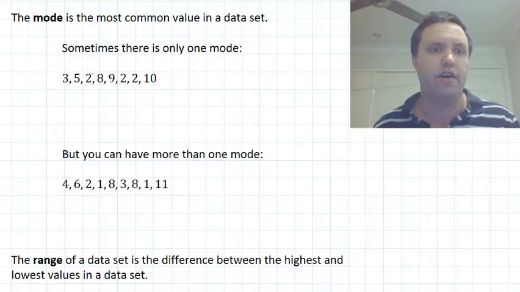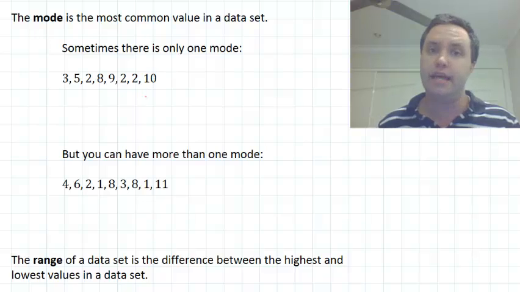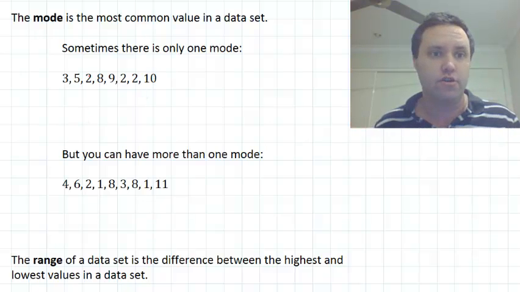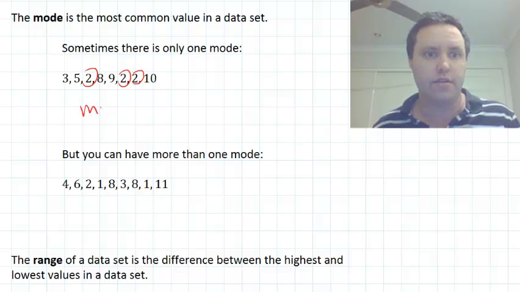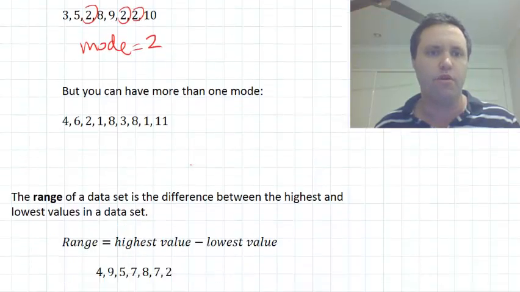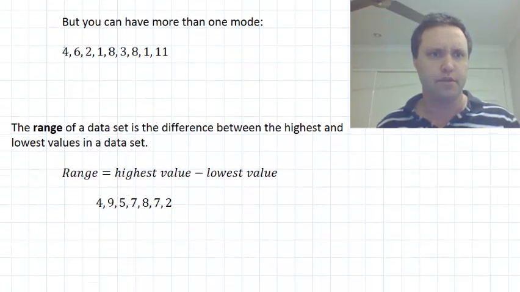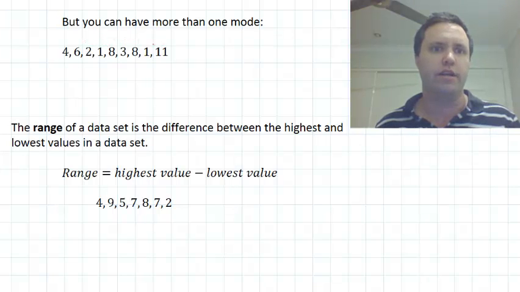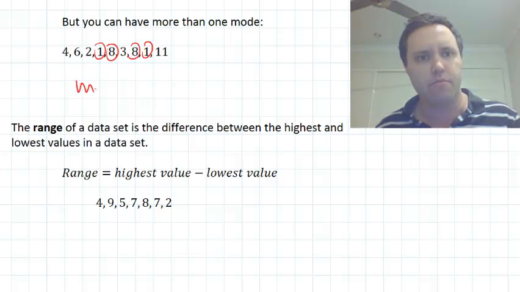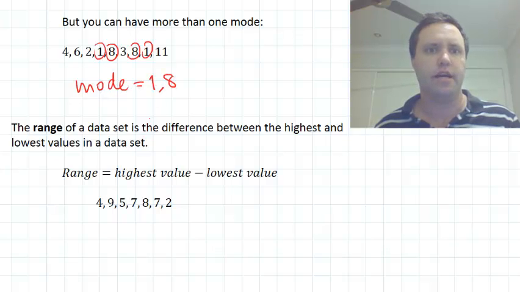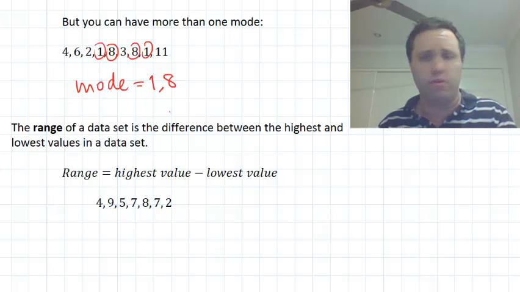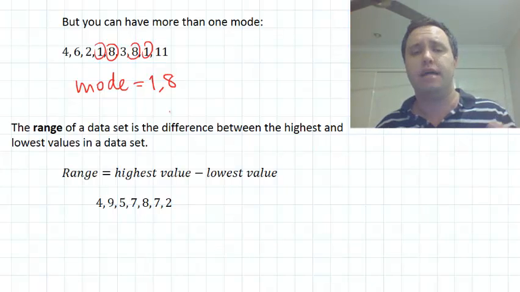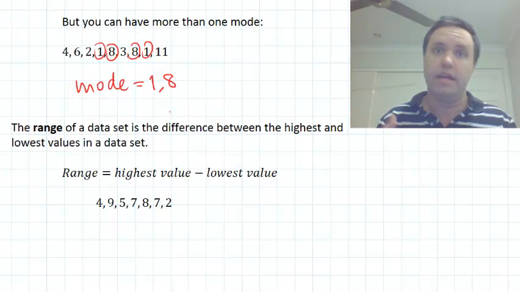So we've got a 3, a 5, a 2, 8, 9, and a 2 and a 2, and a 10. Well, which one's occurring the most? The 2 here. So we would say that the mode is equal to 2, but sometimes we can have more than one mode. In this data set, we've got 4, 6, 2, 1, 8, 3, 8, 1, and 11. You can see we have two 1s here and two 8s. So we would say that the mode is equal to 1, 8, with a comma between them. That one's said to be bimodal, or multimodal is another way of saying it. It doesn't really matter other than you're able to recognize that there's a mode and then report it.